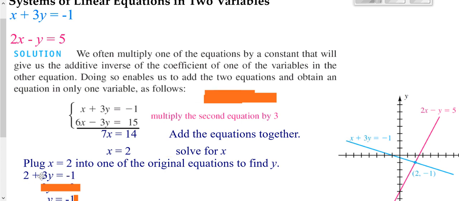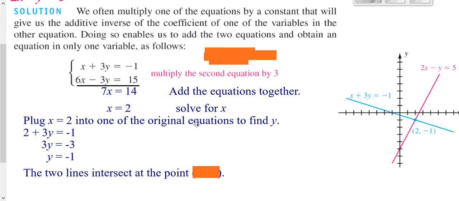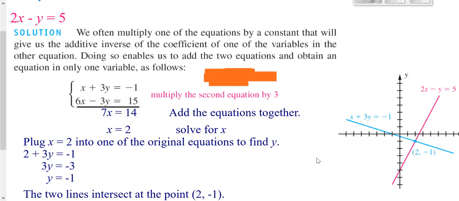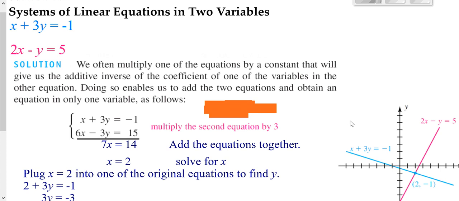So x being 2, then plus 3y equals negative 1. Subtract 2 from both sides, divide, and we get negative 1. So we would have the point 2 comma negative 1. So we know our 2 lines cross at that point. If you go ahead and graph the 2 lines that you were given over here, you can get a nice visual, and you can see that yes, they do cross at 2 units over, 1 unit down.